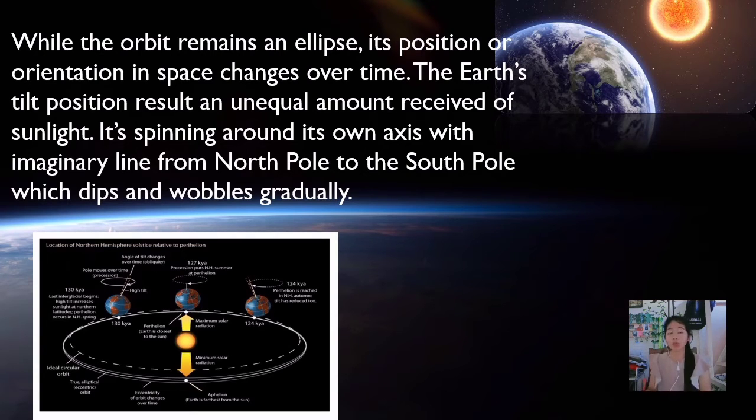So, it's spinning around its own axis, an imaginary line from the North Pole to the South Pole, which dips and wobbles gradually. So, not only does Earth revolve around the sun, it also spins on its own axis. If you can see in the illustration, we have this imaginary line from North Pole to South Pole. That imaginary line is called the axis. So it moves unsteadily from side to side and slowly.